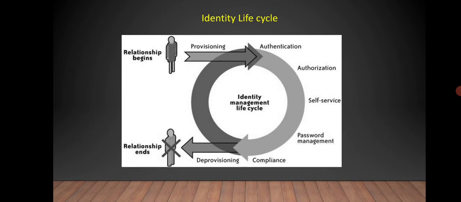So this is the diagram which shows the identity life cycle, where the relationship begins. The provisioning, authentication, and authorization happen, along with self-service and password management, which leads to the deprovisioning and compliance, where the relationship ends.